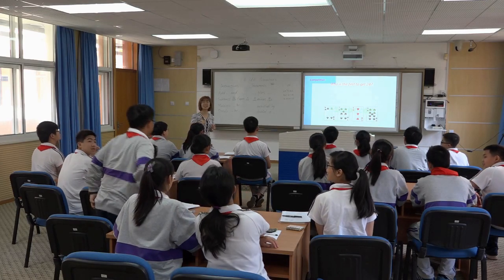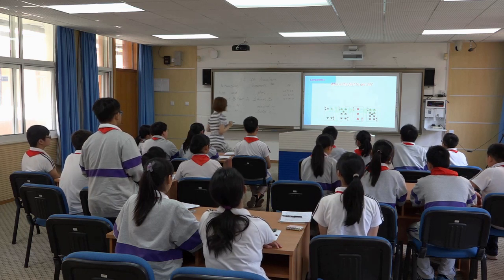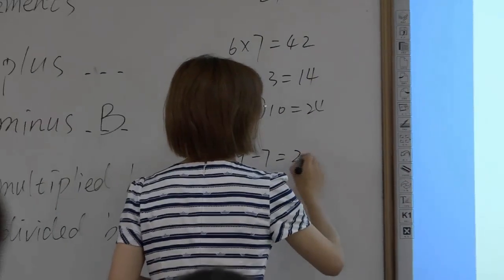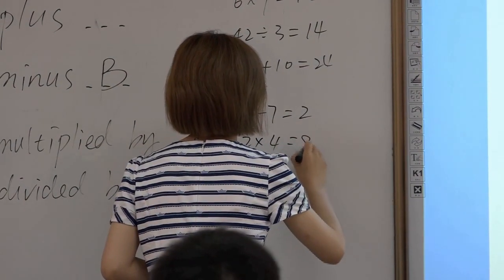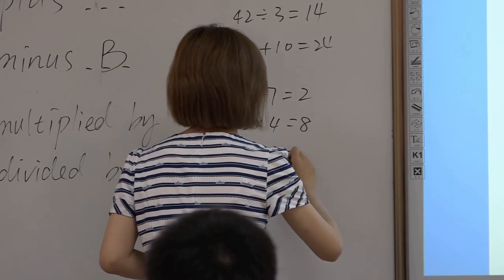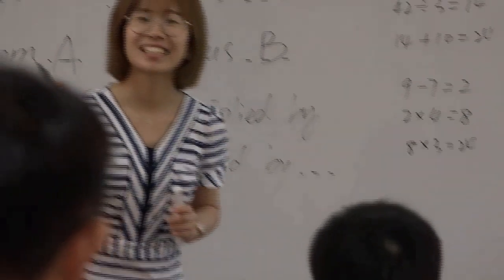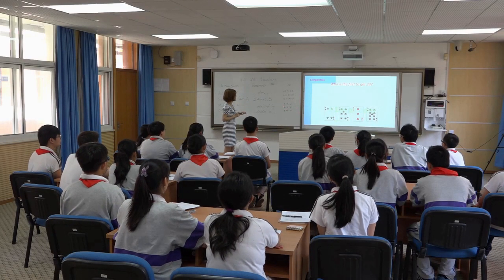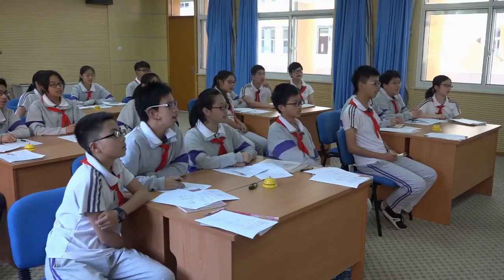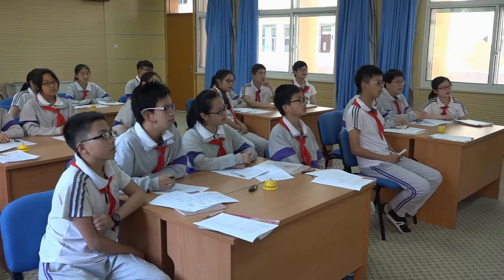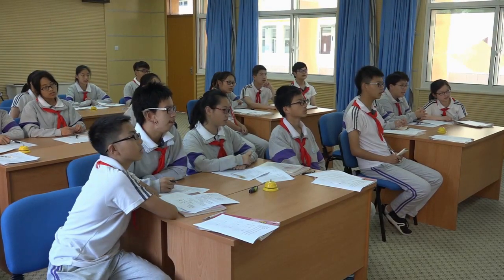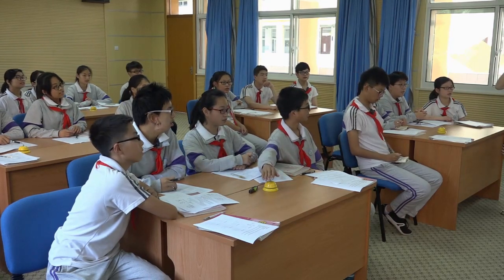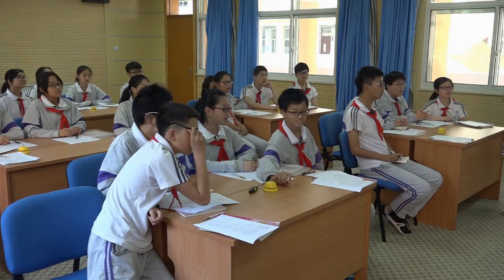Oh, Kevin? 9 minus 7 equals 2. 2 multiplied by 4 equals 8. 3 multiplied by 8 equals 24. Wow. Am I right? Good, very good. Okay, now can we read that again? Ready? Start. 9 minus 7 equals 2. 2 multiplied by 4 equals 8. 8 multiplied by 3 equals 24. A little more difficult.